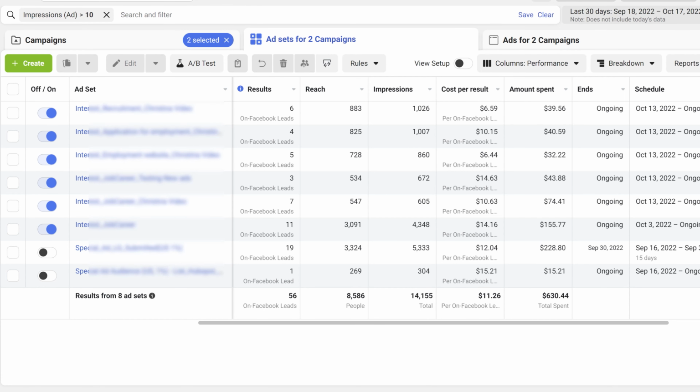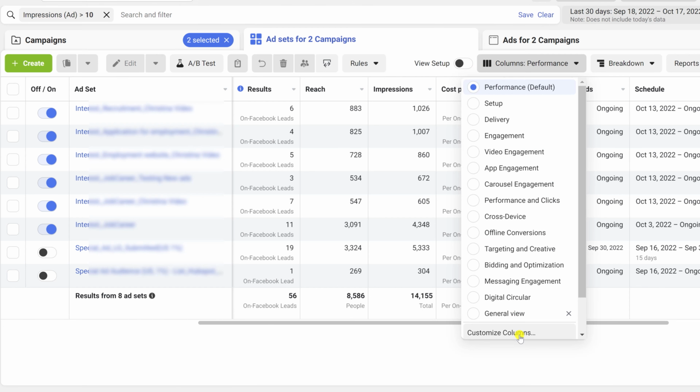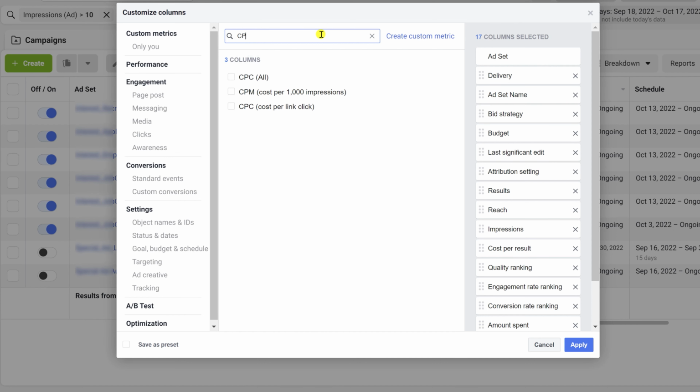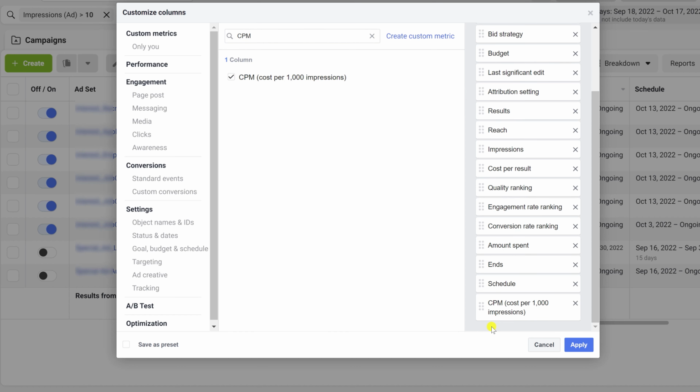Since we're going to talk about different KPIs on Facebook, let me show you how you will display them in your ads manager. You can do it from any level, from campaign level, ad set level, or ad level. Simply click on columns and choose customize columns. Now in the search bar, you can type whatever metric you want. Select it, and you can see that it was added to the list on your right. It's the list of all the metrics that you will see in your ads manager right now.